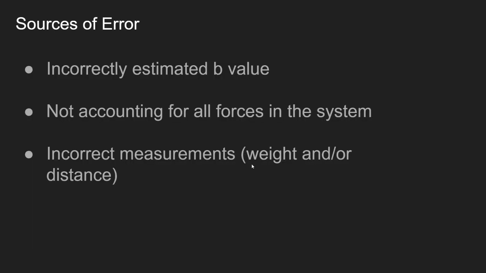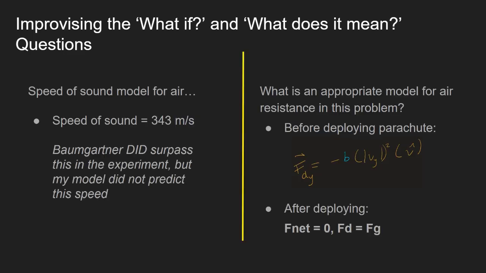So obviously, there are some sources of error in my computation. One of these could have been an incorrectly estimated B value. Another one could have been there are other forces on the system besides gravity and drag that I didn't account for. There could also be drag in the X direction as well. And then finally, incorrect measurements. His weight, him and the backpack, may not have been 100 kilograms exactly. And also the distance I found online could be a little off. There's a lot of variation in that distance. I tried to make it as uniform as possible.